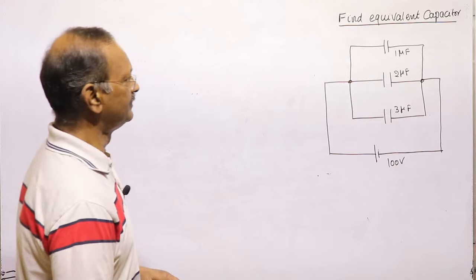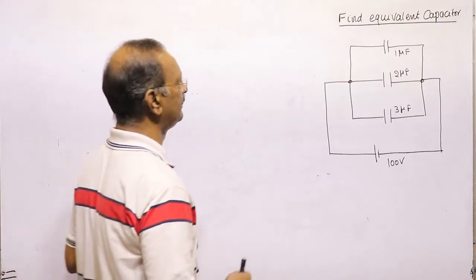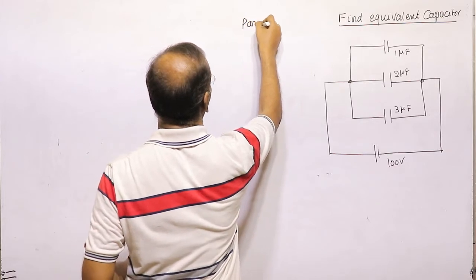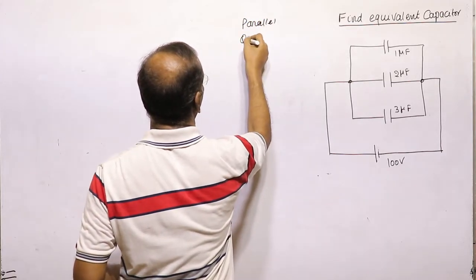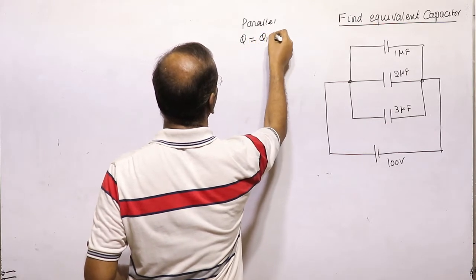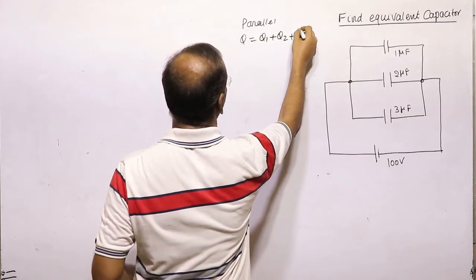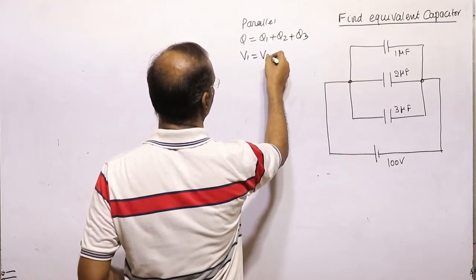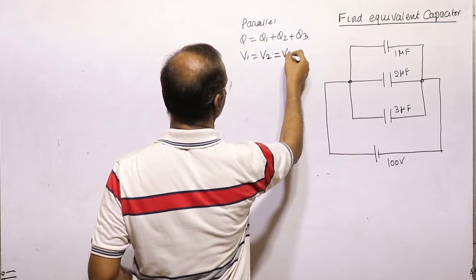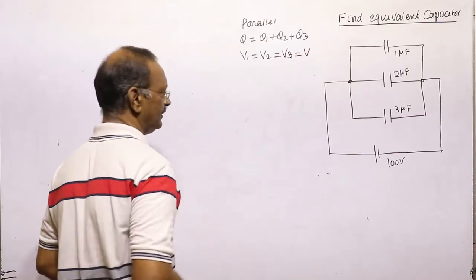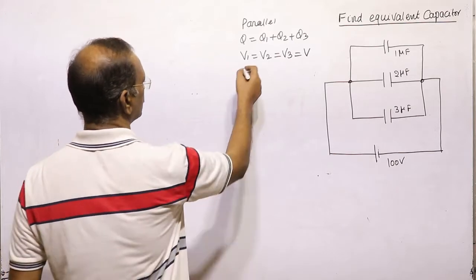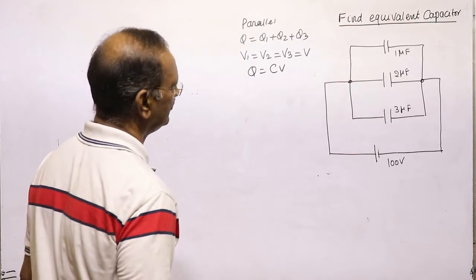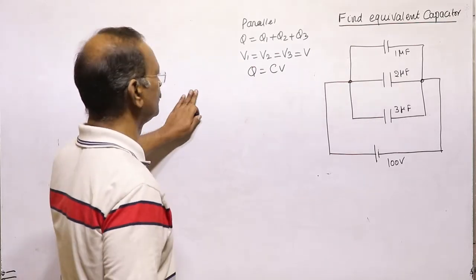Find the equivalent capacitor. The three capacitors are in parallel. Parallel means Q is equal to Q1 plus Q2 plus Q3, and the voltage across capacitor 1, capacitor 2, and capacitor 3 is equal to the applied voltage. This we know, and Q is equal to CV. So we can find it by the traditional method, or we can find it by the shortcut method.